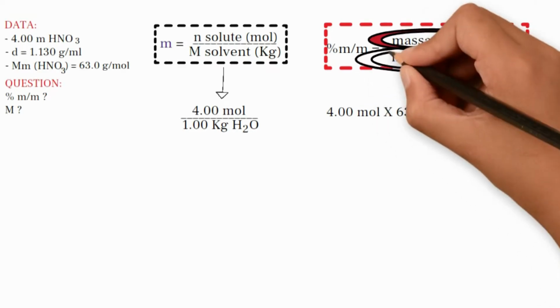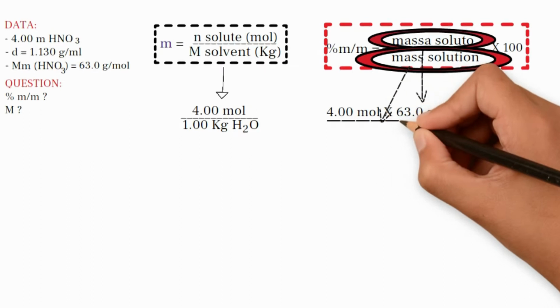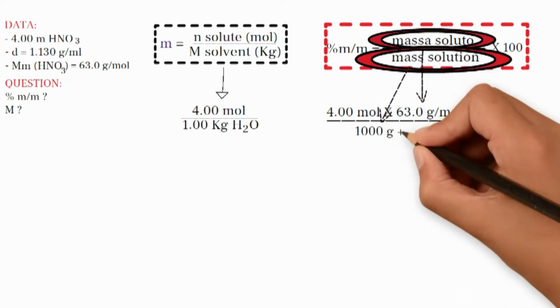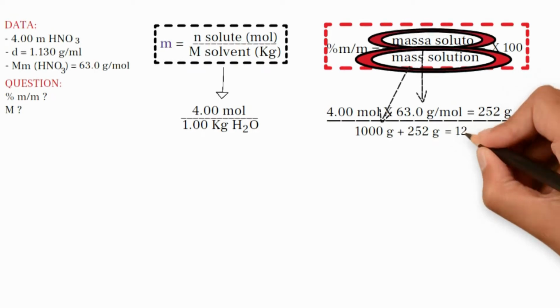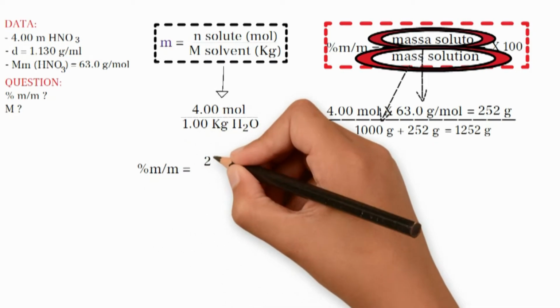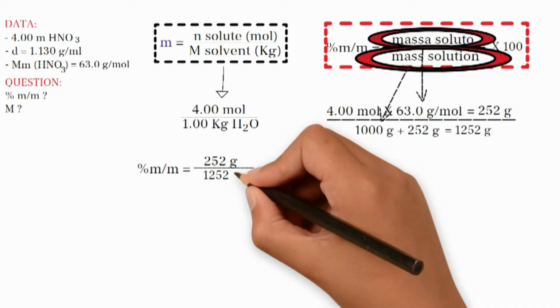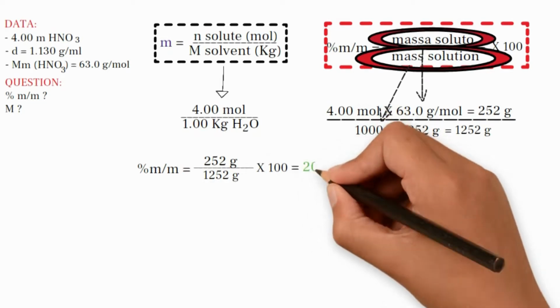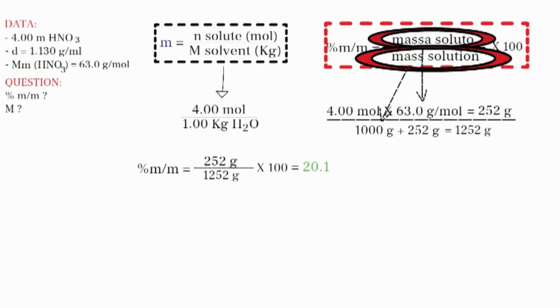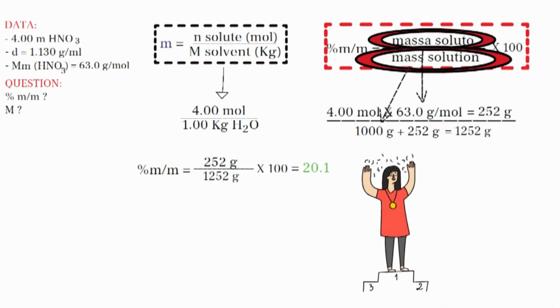Let's move on and do this calculation of mass of solution. So the mass of solution is 1000 grams plus 252, which is 1252 grams. Now we have all the data to calculate the percentage by mass. Percentage by mass is 252 divided by 1252 times 100, which is equal to 20.1%. So we answered the first question, we got it.